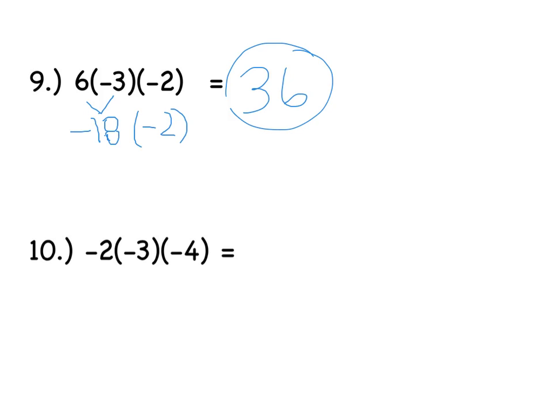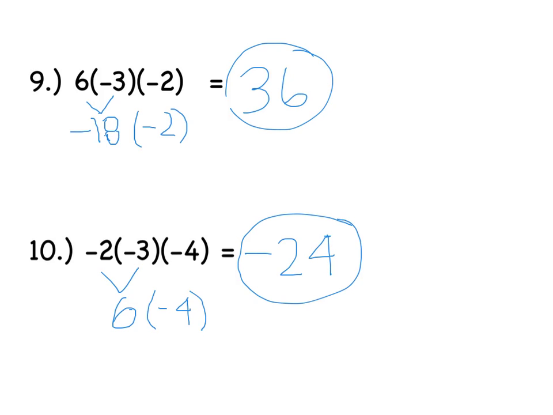All right, let's take a look at number 10. Negative 2 times negative 3 is going to be positive 6 because negative times negative equals a positive. Then I'm going to do 6 times negative 4. Positive times negative is a negative. 6 times 4 is 24. So my final answer for this one is negative 24.